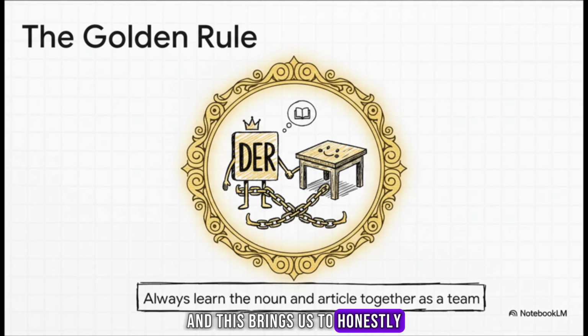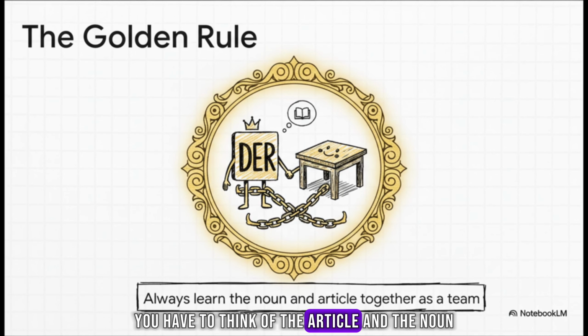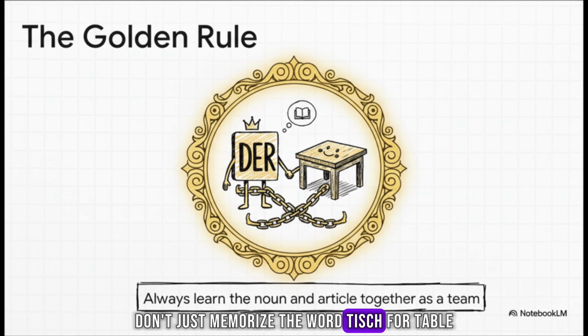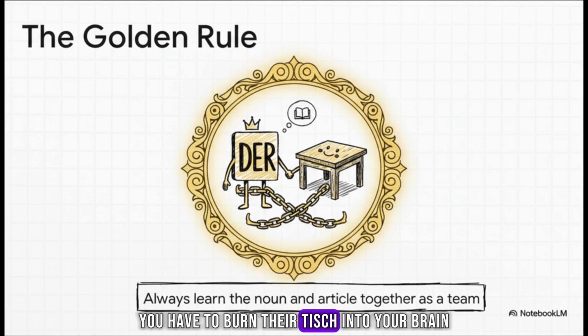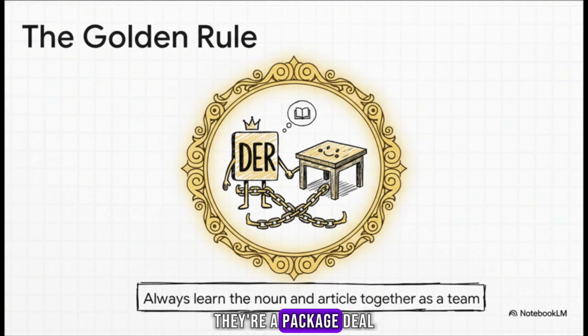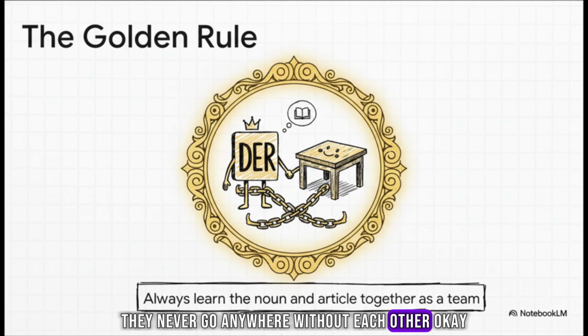And this brings us to, honestly, the most important piece of advice I can possibly give you. I call it the golden rule. In German, you have to think of the article and the noun as one single unit. Don't just memorize the word Tisch for table. You have to burn der Tisch into your brain. They're a package deal. They never go anywhere without each other.